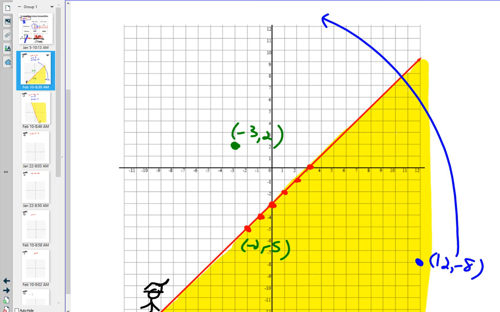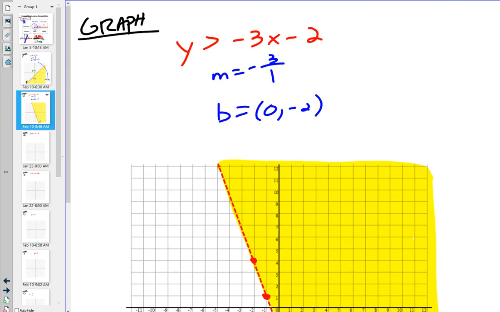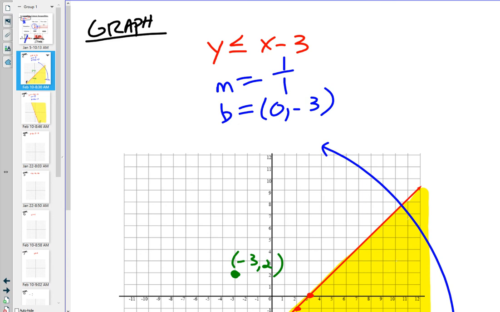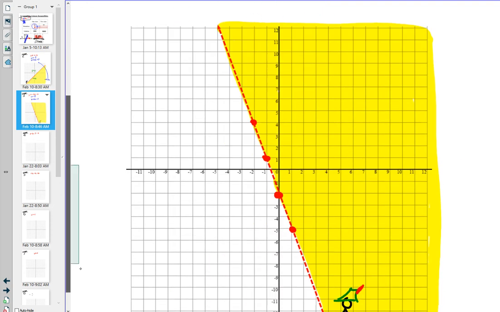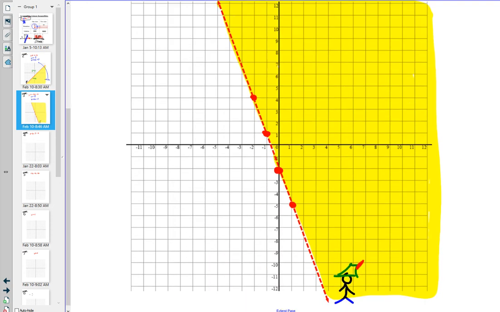One is solid. One is broken. Solid boundary, part of shading. If you shade the boundary, that's considered part of the yellow. Broken boundary is considered to be part of the white. So if I were to pick a point here like 1, -5, 1, -5 is not part of the solution because it's part of a broken boundary.